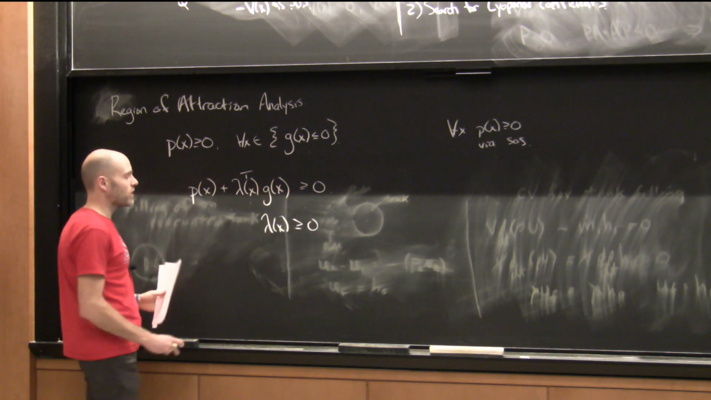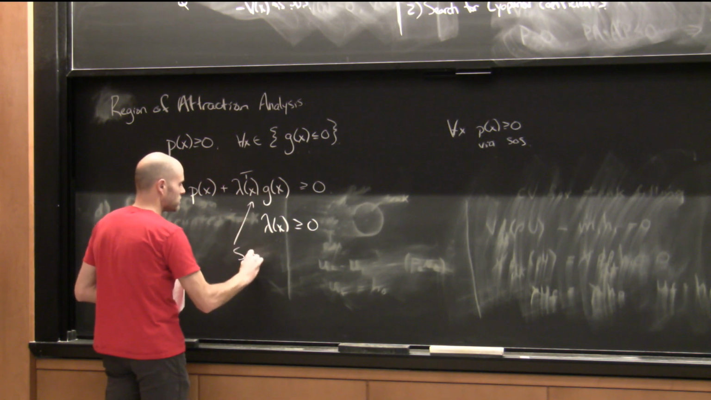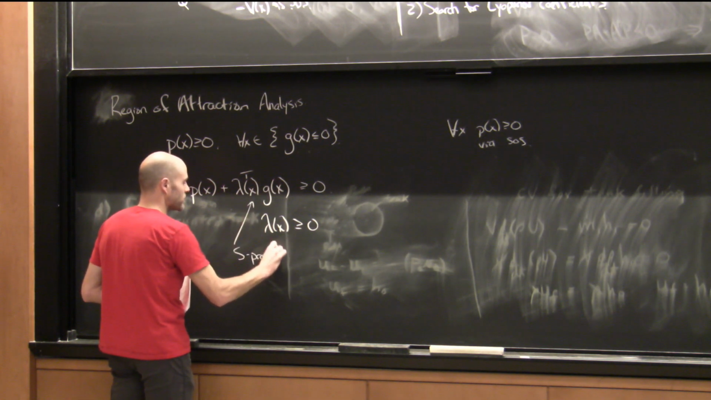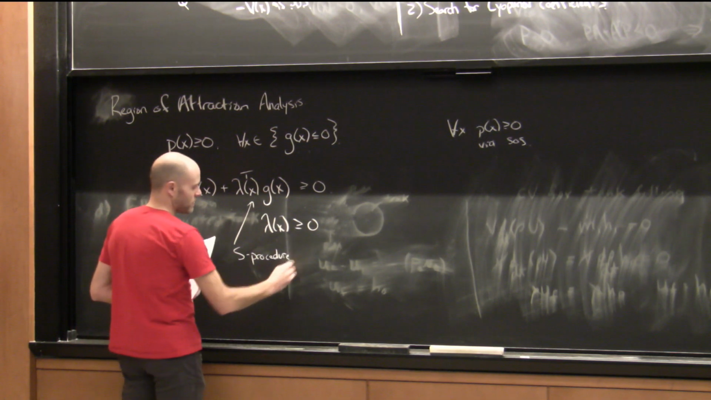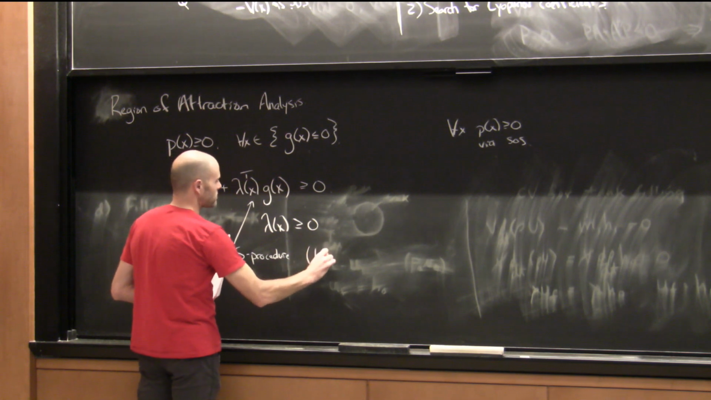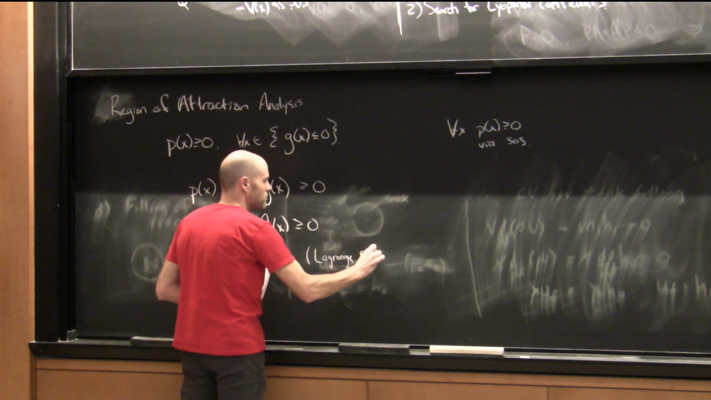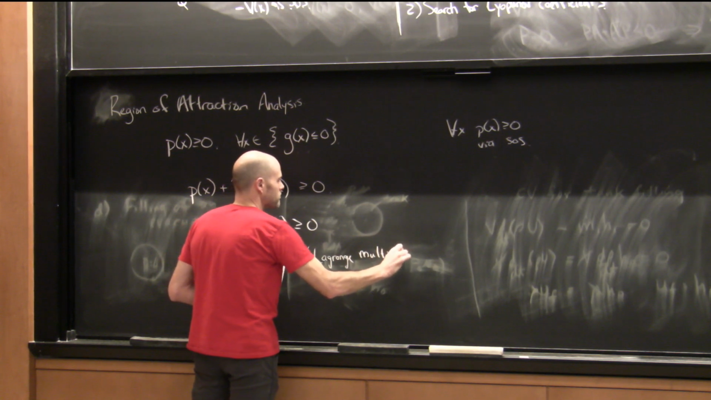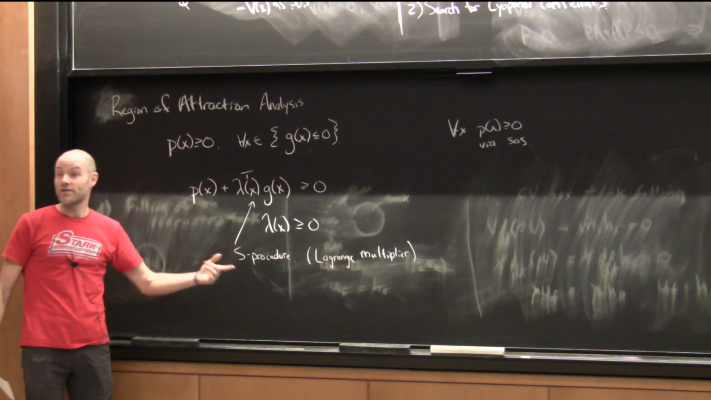So this is called the S procedure, or it's like a Lagrange multiplier. It's also called the S procedure. Or if you're really good, it's positive Nullstellensatz. S procedure, think of it as a Lagrange multiplier. So once again, we've given ourselves a little bit more gap.